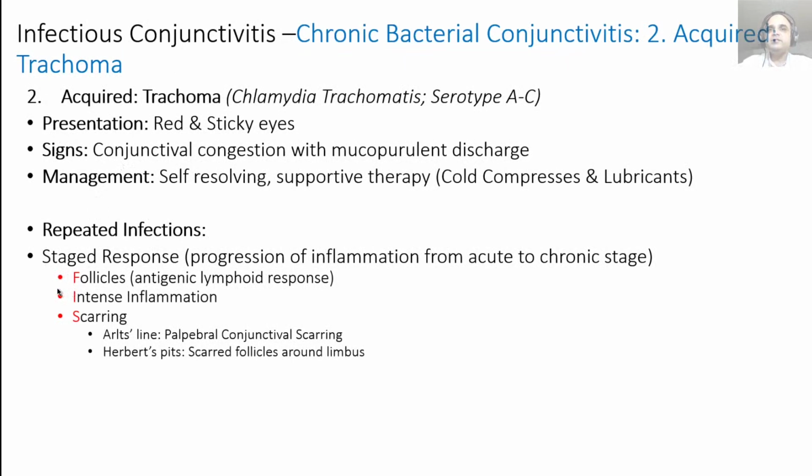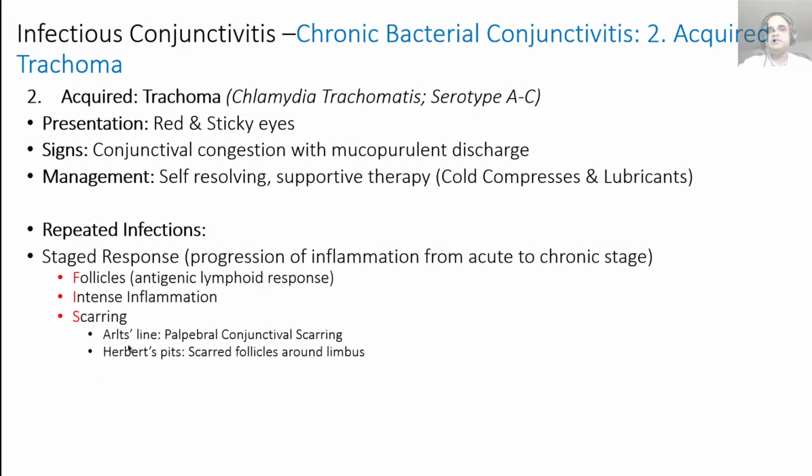The repeated infections usually start off with a follicular reaction. Again, remember, this is an obligate intracellular organism, and it is also called a follicular conjunctivitis, followed by very intense inflammation, your conjunctiva becoming diffusely red with mucopurulent discharge. That inflammation then becomes chronic, and the hallmark of chronic inflammation is scarring, so you start seeing scarring in your palpebral conjunctiva as well as your bulbar conjunctiva.